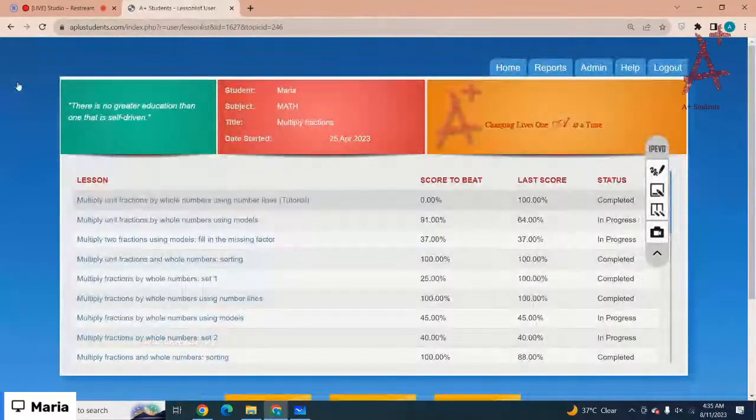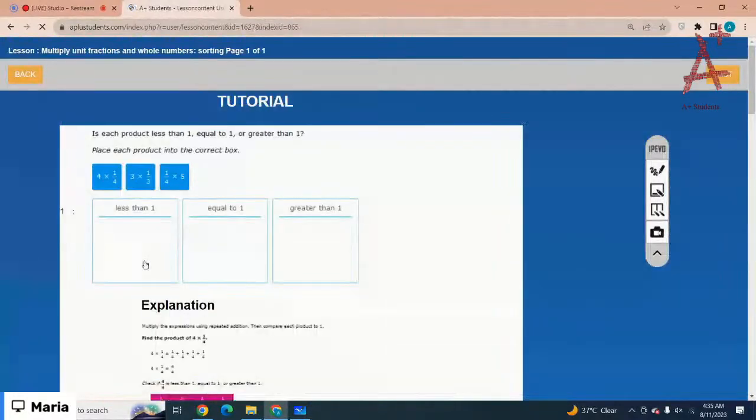Okay, the next lesson is multiply unit fractions and whole numbers sorting. Sorting means you have to arrange them from least to greatest or from greatest to least. Let's start with: is each product less than 1, equal to 1, or greater than 1? So you have to see if these products are less than 1, greater than 1, or equal to 1.